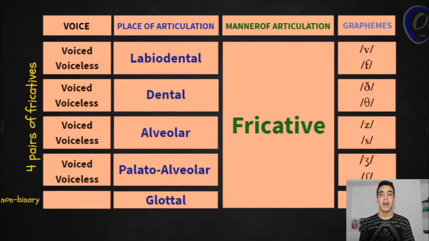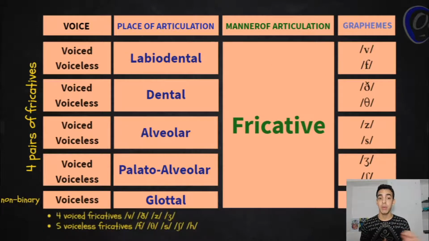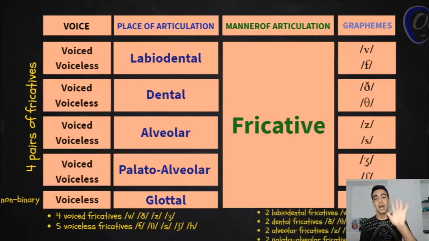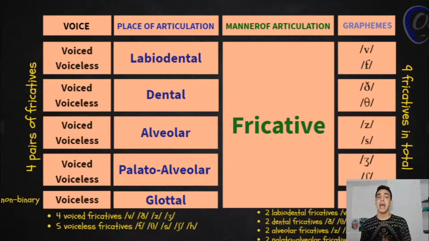So this is the glottal, as in hello, hi. It's voiceless, and the representation for it is the H. We can call it glottal because there is just one. So we have four voiced fricatives, five voiceless fricatives: two labiodental, two dental, two alveolar, two palato-alveolar, and one glottal fricative. They are nine fricatives in total. Up to now we have six plosives and then nine fricatives. They are fifteen sounds.